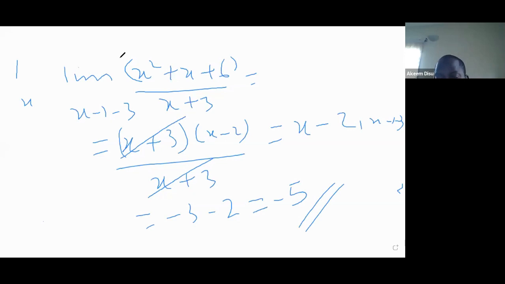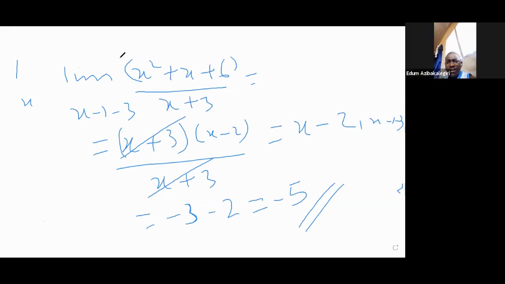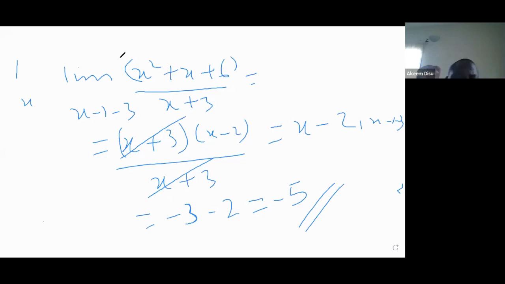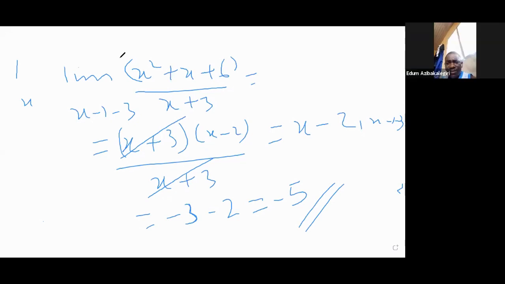Hello? X is minus 3. That is x minus 2, and x is minus 3. Minus 3 minus 2 is minus 5.